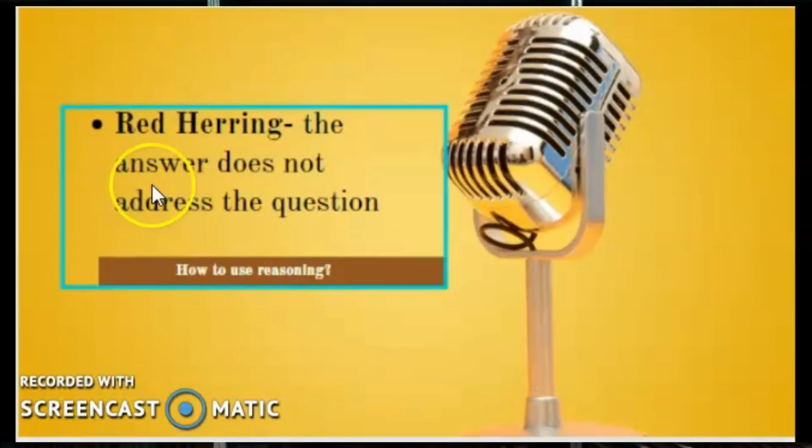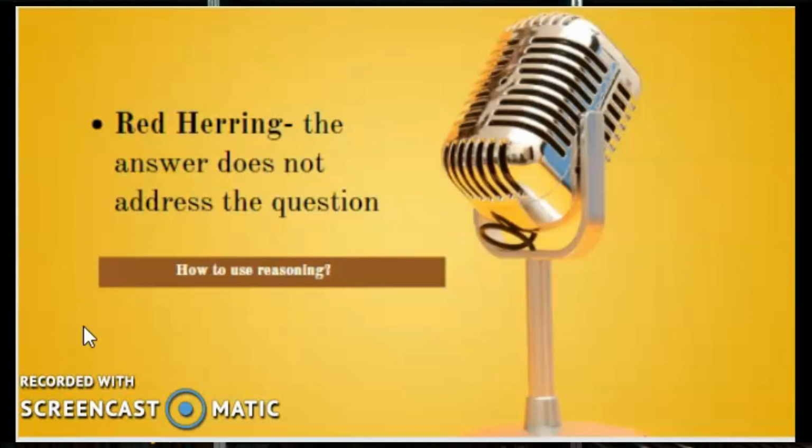Next, we have here red herring. For red herring, the answer doesn't address the question or is not related to the question itself. So let us say if I would ask you, have you eaten? And you would answer me, I'm full. Or you would say, are you tired? And you would say, isn't it obvious? That has actually been normalized now because of Vice Ganda. He always answers those questions in a way that is not suitable, or it should not be answered that way, and we get used to it. That's been part of our lives now.